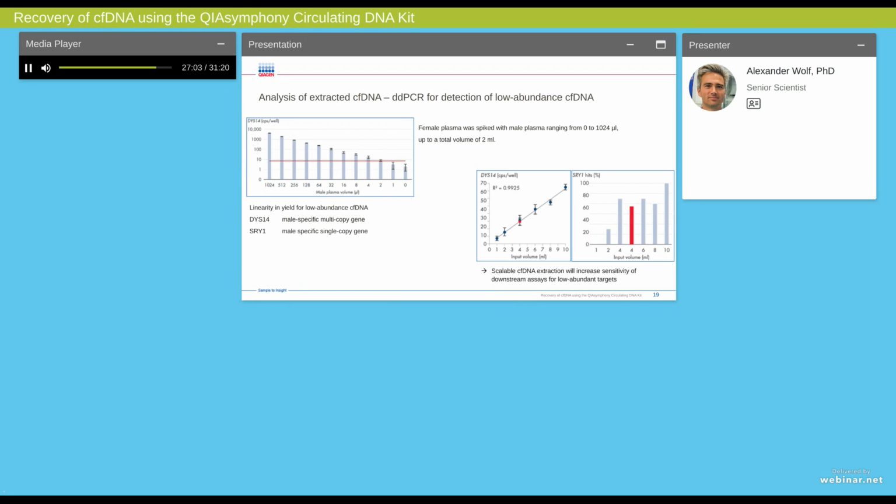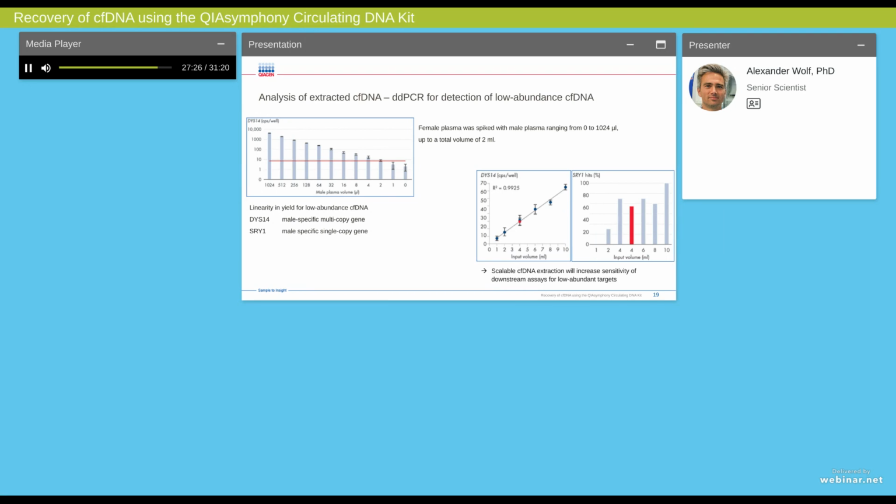even lower. The upper figure here shows female plasma spiked with low amounts of male plasma to mimic a sample type with different ratios of a low abundant cell-free DNA in a large background, by analyzing Y chromosome specific genes, the multi-copy gene DIS14 as well as the single copy gene SRY1.